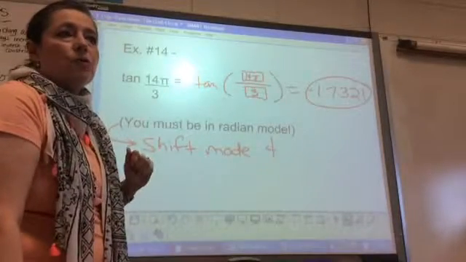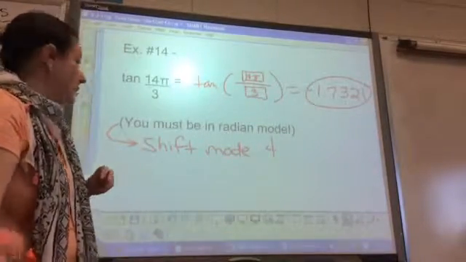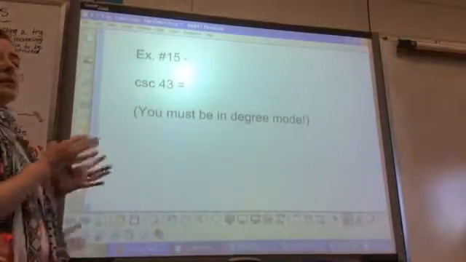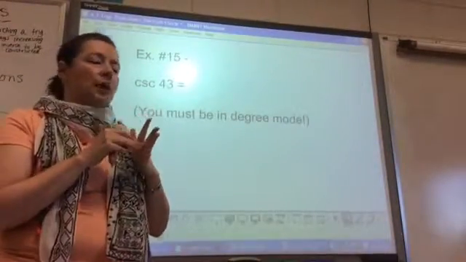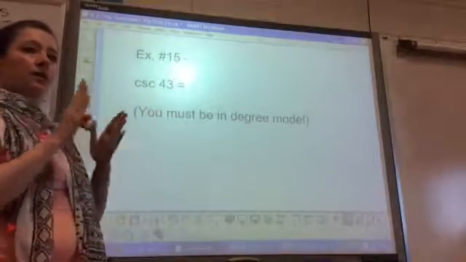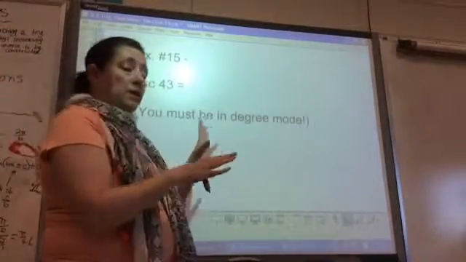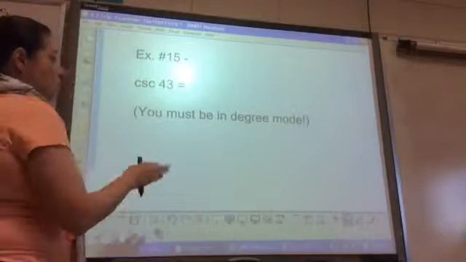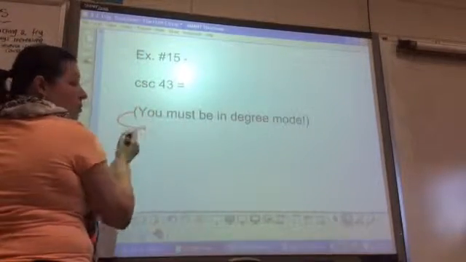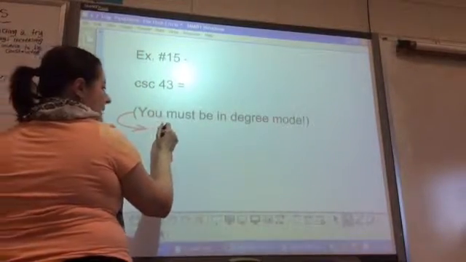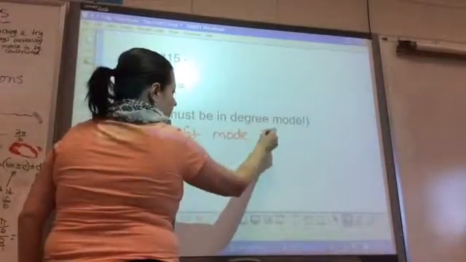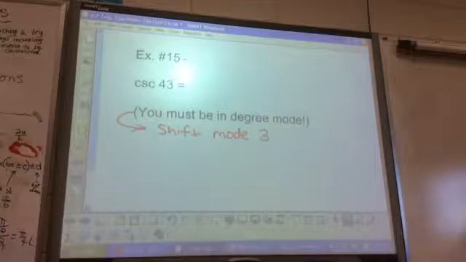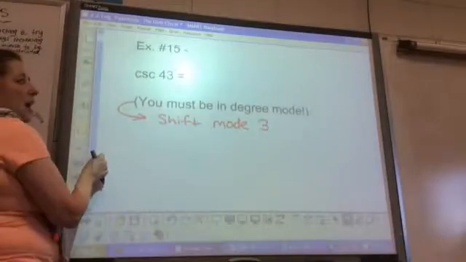Pay attention on this next one though. This one's a little trickier because there's not a button. There's not a button for cosecant, secant, or cotangent. So I'm gonna have to tell you how to get around it. So when you get to those 3, you got to do something special. You got 2 options. First of all, we're back to degree mode just because they'll flip and flop. So go back to shift mode 3. So get there. All right, and here's your 2 options of how to type this one.